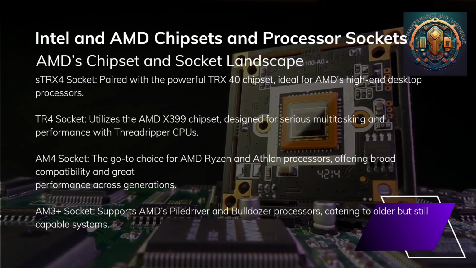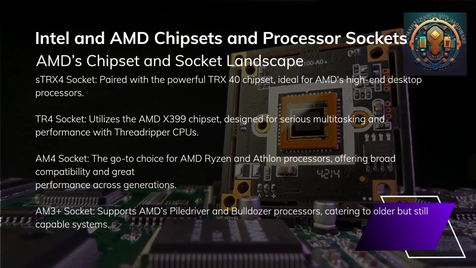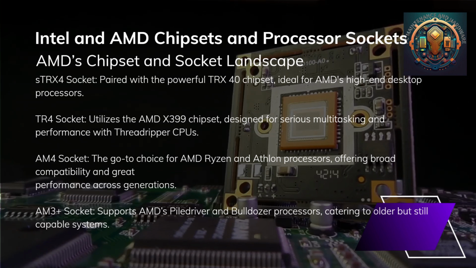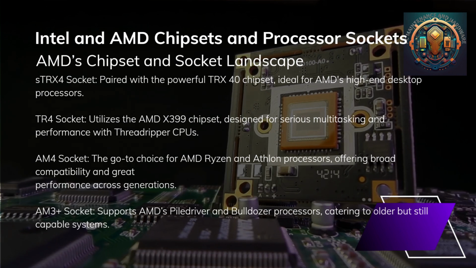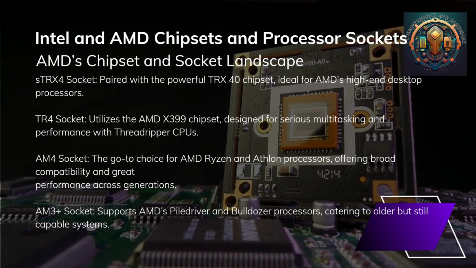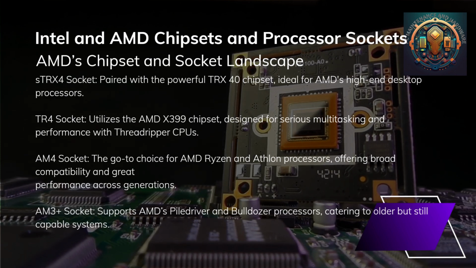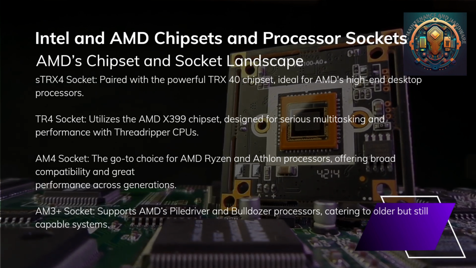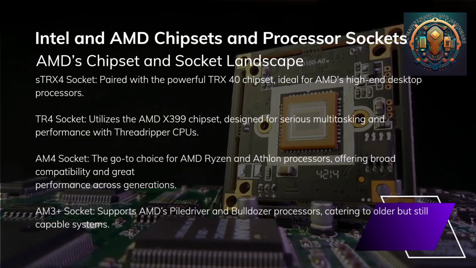LGA1700 socket. This is designed for the latest processors, offering support for newer technologies and improvements. LGA1200 socket. Used by a range of processors and chipsets, this socket provides solid performance for many users. LGA1151 socket. An older socket that's still in use in many systems, supporting a range of processors and chipsets. Choosing the right chipset and socket is essential to ensure compatibility and performance for your system.